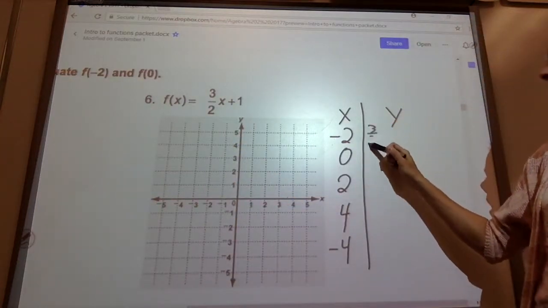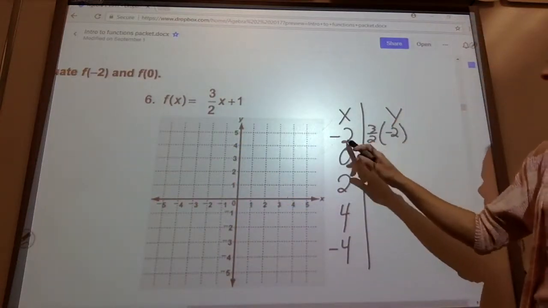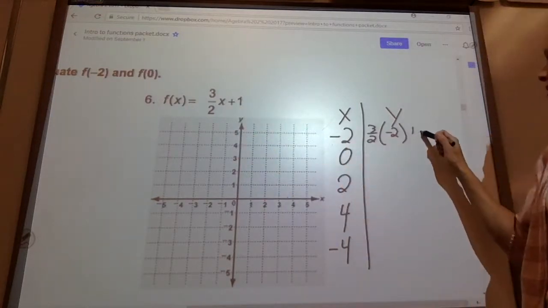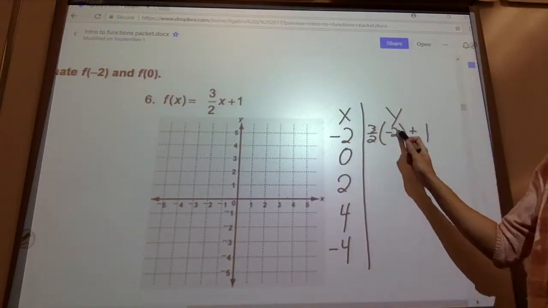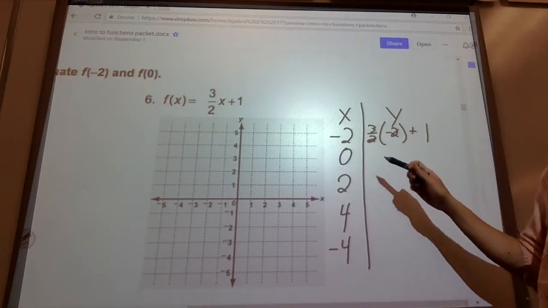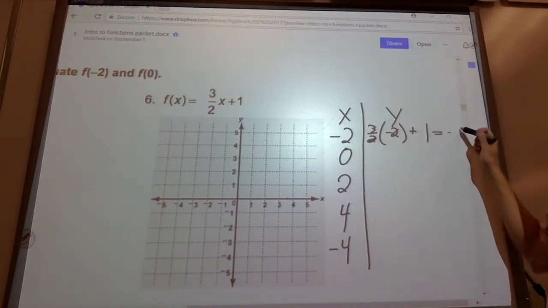So 3 halves times negative 2, right? I'm going to put negative 2 in for x, plus 1. What happens? My 2's cancel out, and I get negative 3 plus 1 is negative 2.